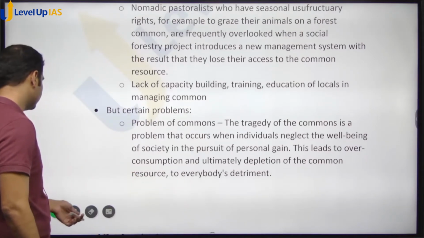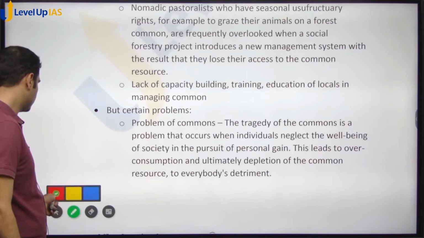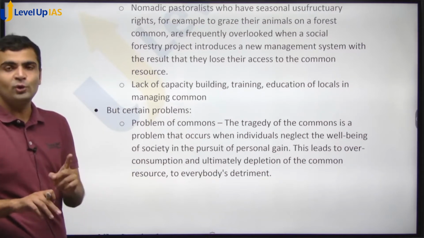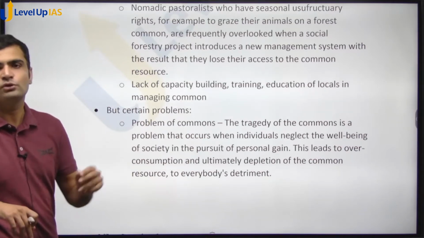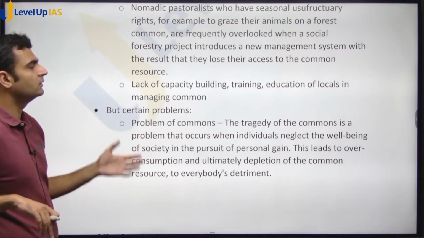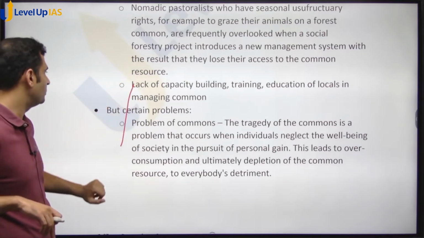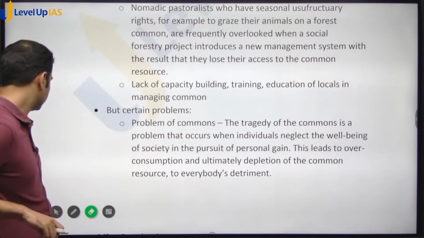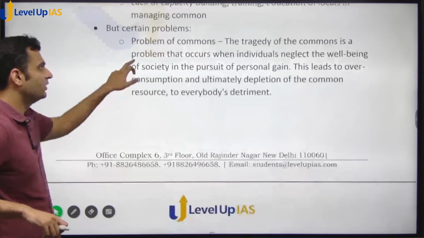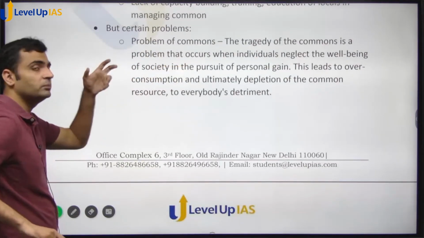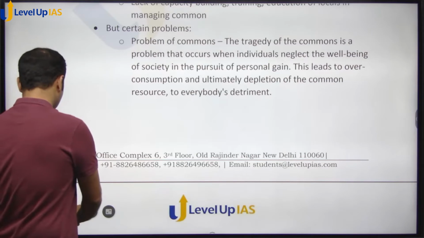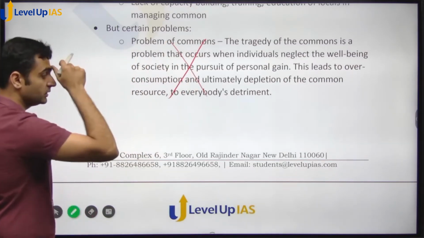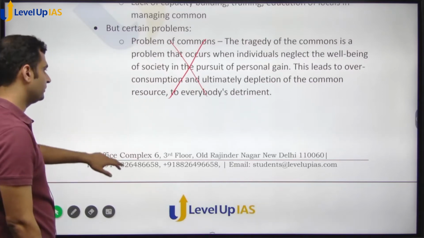Okay, this is what a wrong answer will look like. When you don't know what the commons mean in social forestry, if you interpret the question as what are the common problems in forestry, this is what one will write: that problem of tragedy of commons. This is not the tragedy of commons problem, which I have already explained to you. This is wrong. This is not a problem of commons here. Okay, please don't write it.